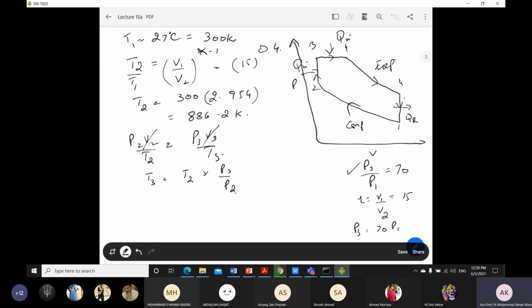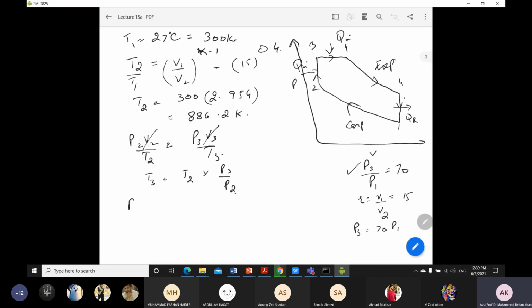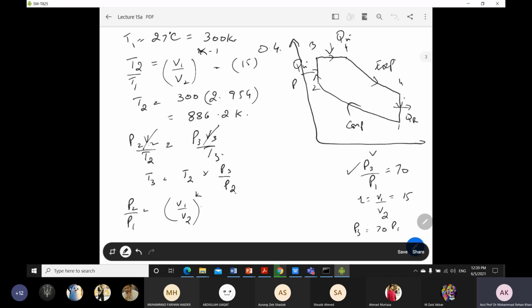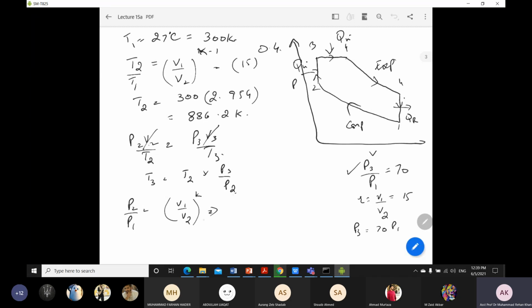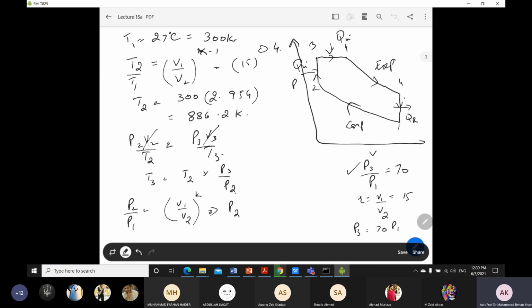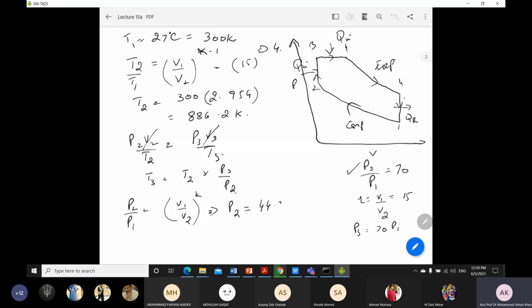Okay, and for P2 value, we can apply one isentropic relation between 1 to 2. So we can say that P2 over P1 is equal to V1 over V2. This relation is also valid for the isentropic processes. So P2 is equal to V1 over V2, which is the compression ratio 15, to power 1.4, and if we solve, it turns out to be 44.3 into P1.